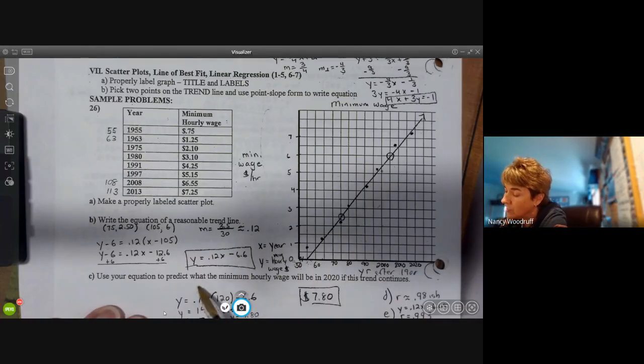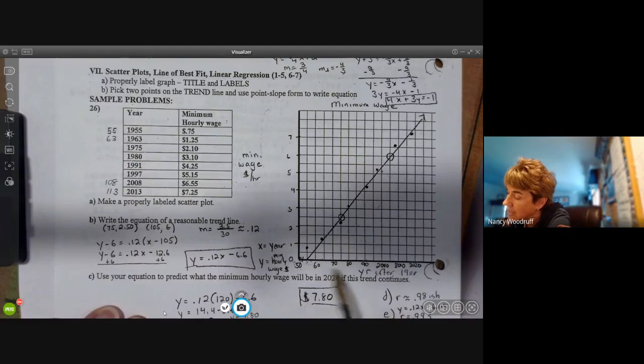You're going to use that equation to predict the minimum wage in 2020, which would be 120 years after 1900. Sorry that this fell off. It comes out to $7.80 if you subtract those. And then you just finally had to guess, what do you think this is? I said about a 0.98, 0.99-ish. And we will learn how to do this process in the calculator after the test. And you can see that I'm kind of close.